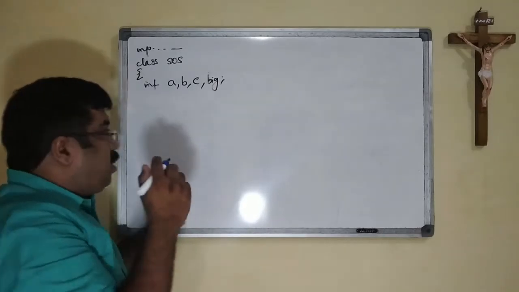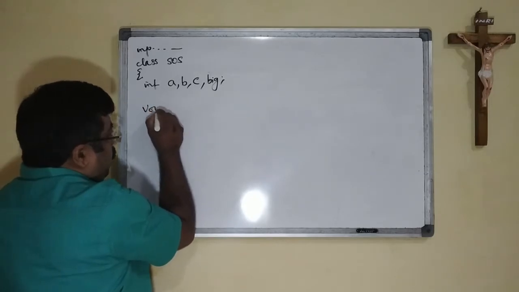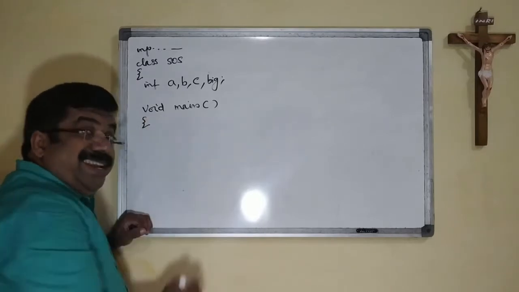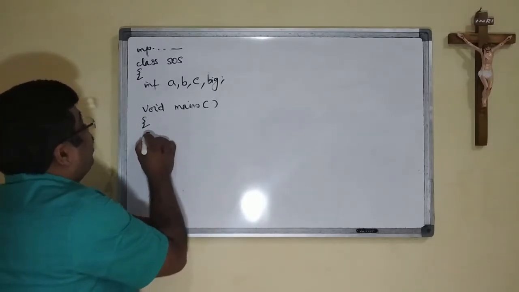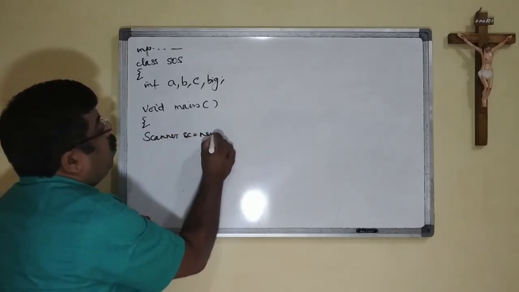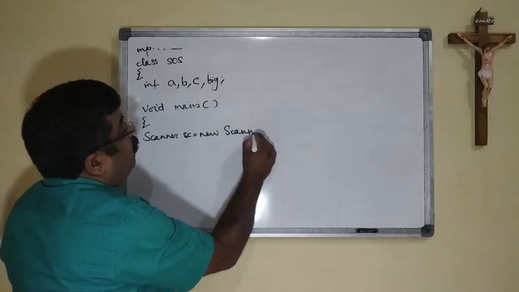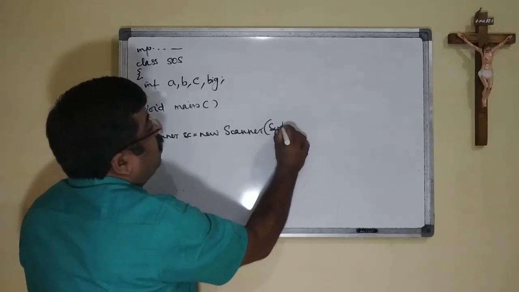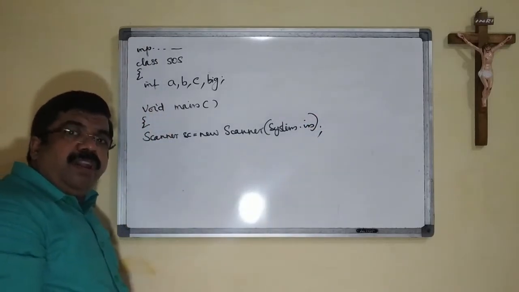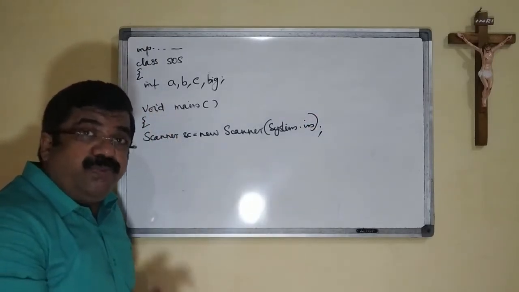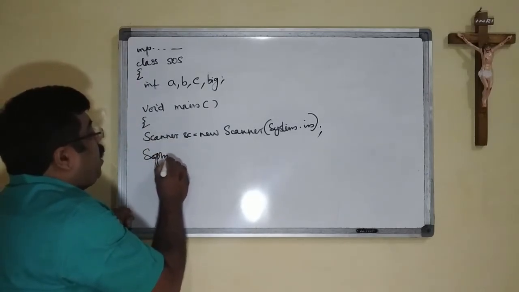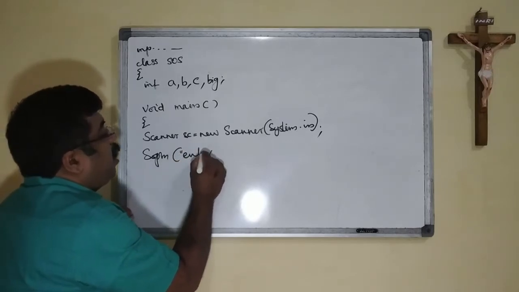Now we will start the main. Void main. Write the scanner class statement. Scanner SOC is equal to new Scanner, within the bracket System.in. Next we are giving a prompt for the user to input the three numbers. SOPLN, enter three numbers.